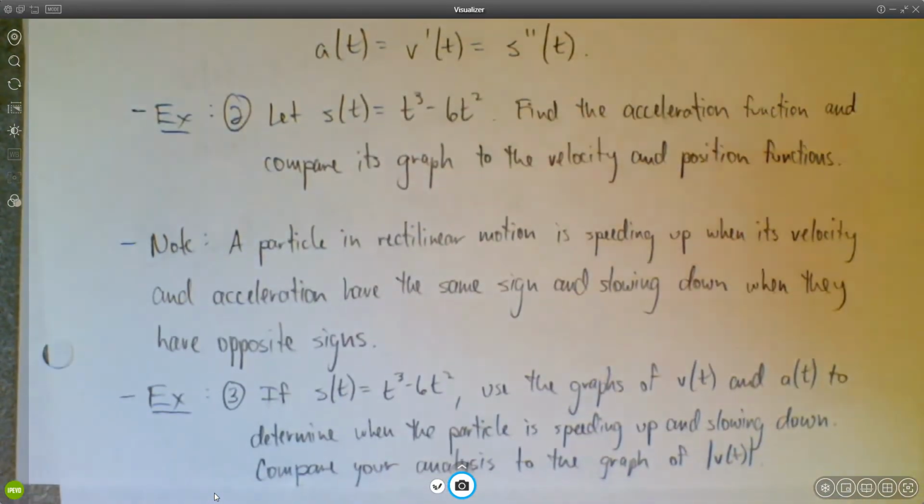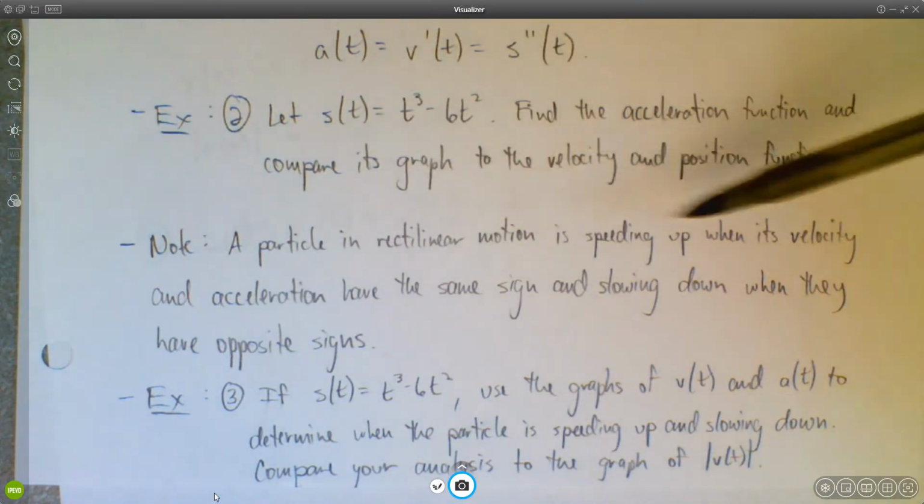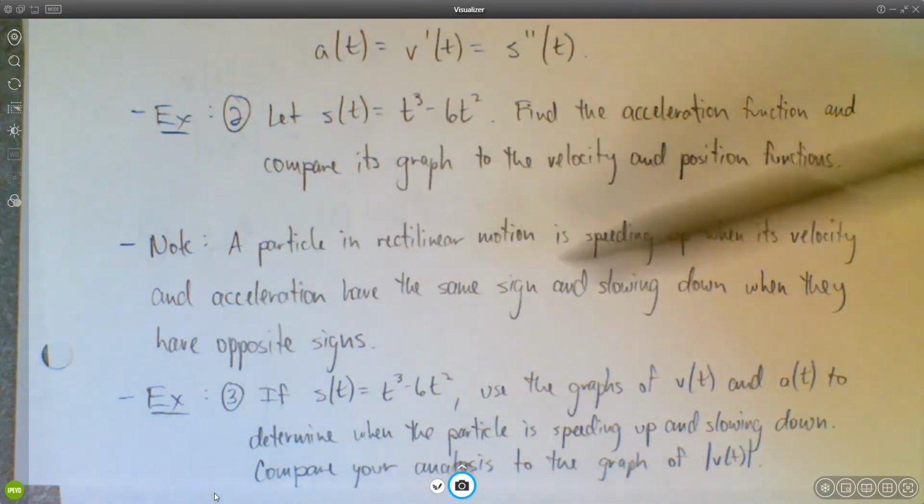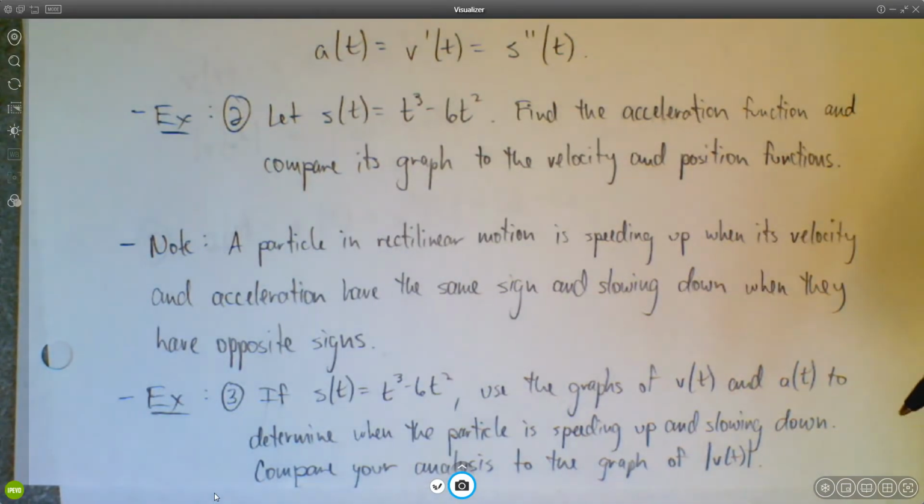So now note that a particle in rectilinear motion is speeding up when its velocity and acceleration have the same sign, and it's slowing down when they have opposite signs. Okay, so in other words, it's not just that if the acceleration is negative you're slowing down. No, because if your velocity is already negative and your acceleration is negative, then you're going to be speeding up. You're just going to be speeding up in the negative direction, right? So a particle in rectilinear motion is speeding up when its velocity and acceleration have the same sign. They're either both positive or they're both negative. And then it's going to be slowing down when they have opposite signs.